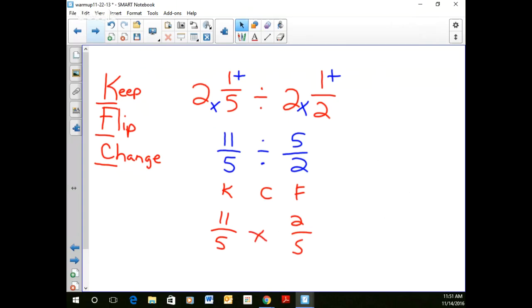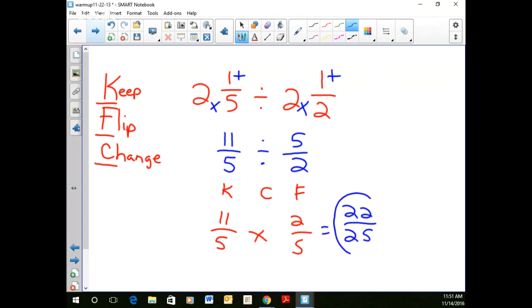Once we've done this, let me see if we can cross simplify. 2 fifths cannot, 5 elevenths cannot. So we must go ahead and multiply our numerators. 11 times 2 is 22, and 5 times 5 is 25. This is a proper fraction. So this fraction cannot be simplified. So it is our final answer. 22 25ths is our answer.